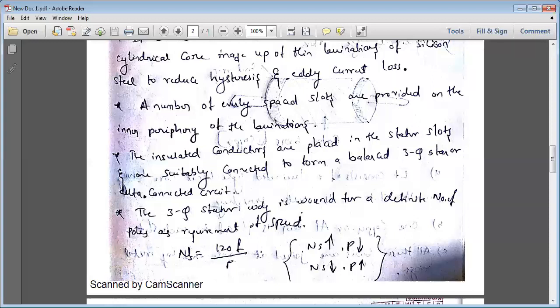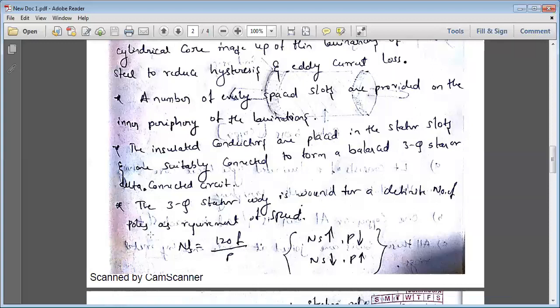If the number of poles is 2, and you normally take F as 50 hertz, then 120 into 50 by 2 gives you Ns, the synchronous speed. If you do 120 into 50 by 4, then you will get another speed. For 6 poles, Ns varies; for 8 poles, Ns varies. So both are inversely proportional to each other. If you go on increasing the number of poles, then the speed of the machine decreases. If the number of poles decreases, then the speed increases, and vice versa. So based on the required speed, we can place a definite number of poles in the machine. That is very important.